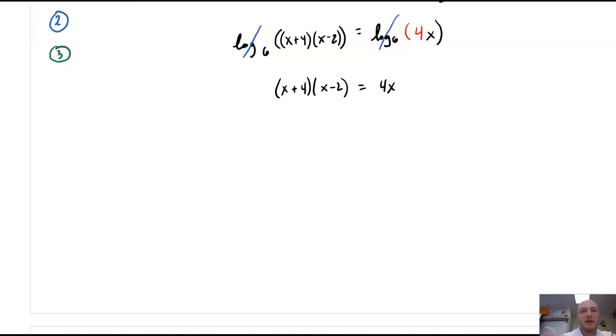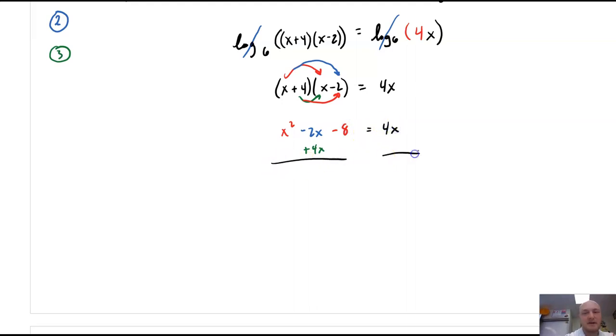So I'm going to multiply this out. X times x gives me x squared. X times negative 2, negative 2x. We get a positive 4x. I can combine those. And then lastly, 4 and negative 2 is negative 8.